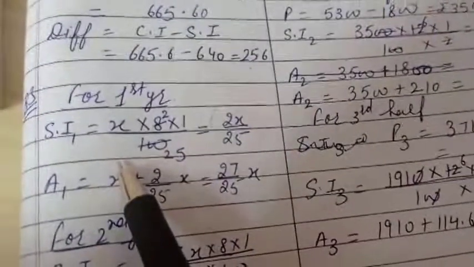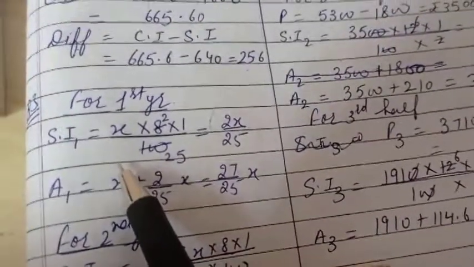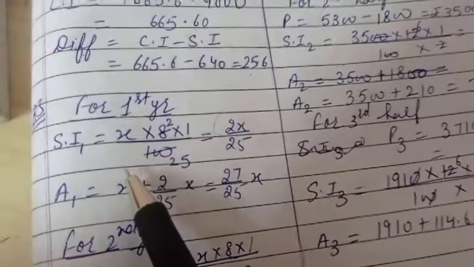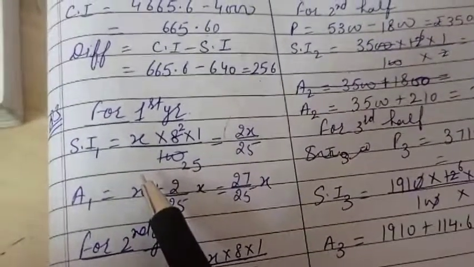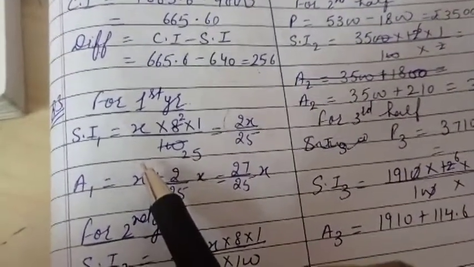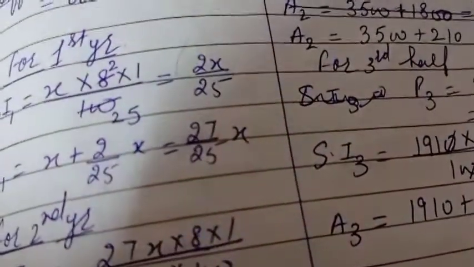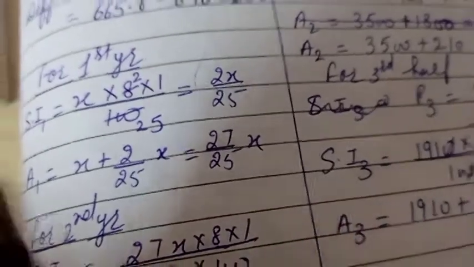Third question, a sum of money is lent at 8% per annum compound interest. If the interest for the second year exceeds that of the first year by 96, meaning the difference of the interest of the second and the first year is 96 rupees.